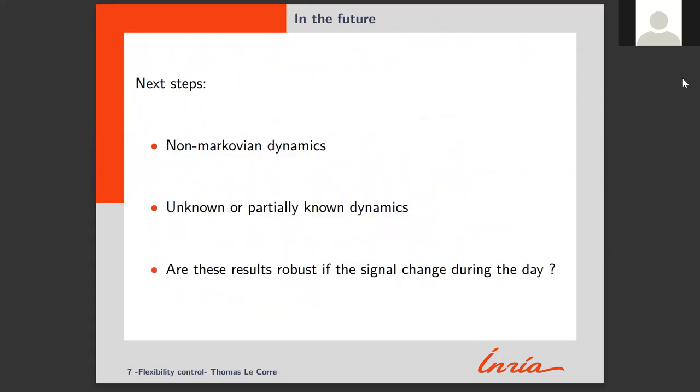In the future, the next steps I want to work on are to look at non-Markovian dynamics. So that was the objective of the importance sampling, but I haven't dug deeper on this subject. And also to look at unknown or partially known dynamics. So to look at what happens if we know less about the dynamics, and also to see if these results are robust if the signal changes during the day. So if, during the day, the signal changes, is it possible to use the flexibilities to get closer to the signal after that or not? Thank you for your attention.